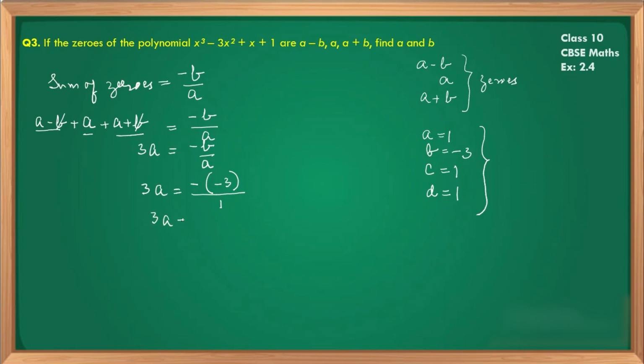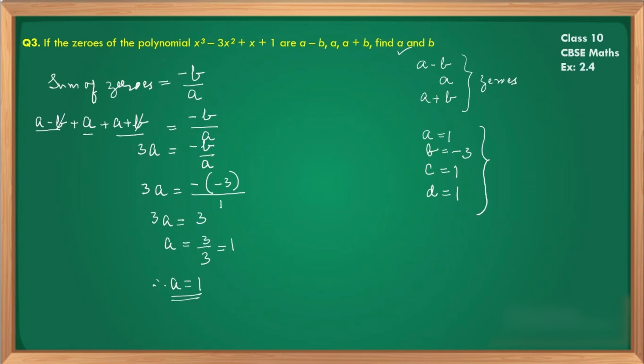3a is equal to minus into minus, plus 3, by 1 is understood. Now a is equal to 3 by 3, that is equal to 1. Therefore, the value of a is 1. We found out the value of a. Now in the question they have given, find a and b. Now we found a. Now we have to find out b.